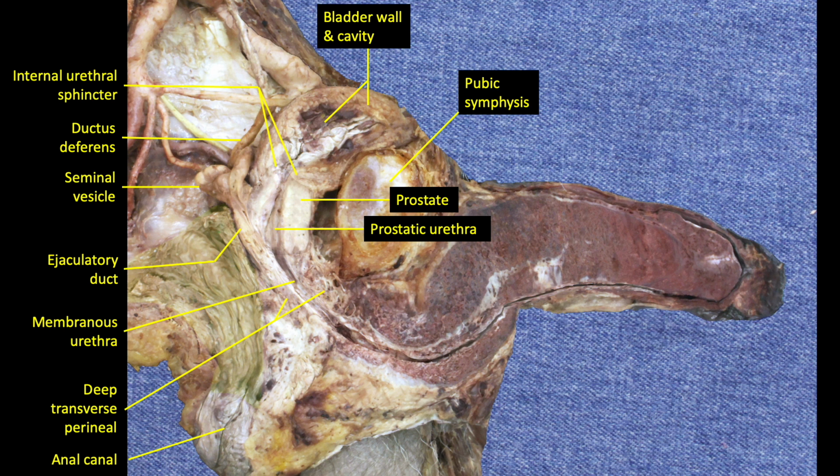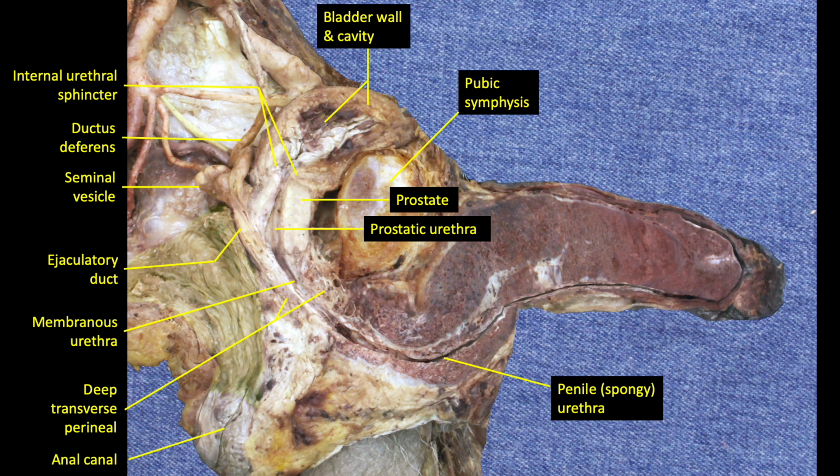The seminal vesicle also contributes fluid to the ejaculate required for sperm survival when these become motile in the female reproductive tract. One of the major side effects of the TURP procedure is injuring this internal sphincter, leading again to retrograde ejaculation. The last component of the urethra is the penile urethra, or the spongy urethra that we saw in earlier videos.